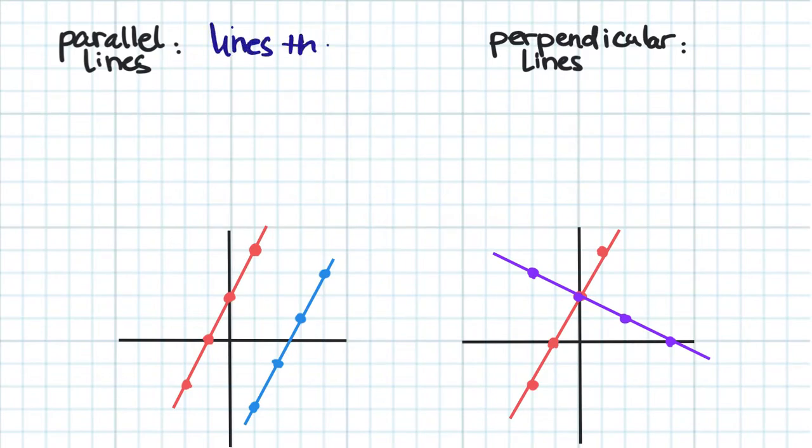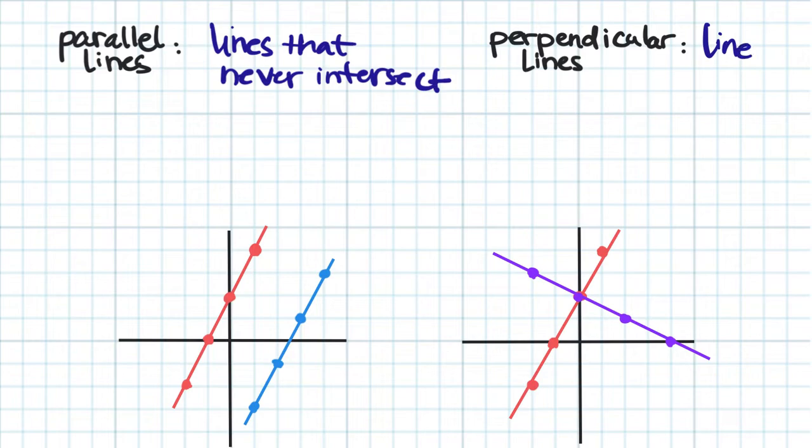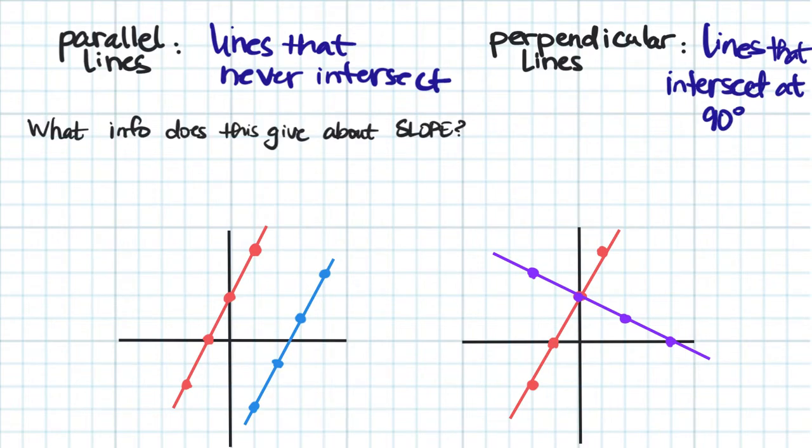So parallel lines are lines that never intersect. And perpendicular lines are lines that intersect at 90 degrees. So we should be seeing right here that they're going to connect at a 90 degree or a right angle. What information does this give about slope?